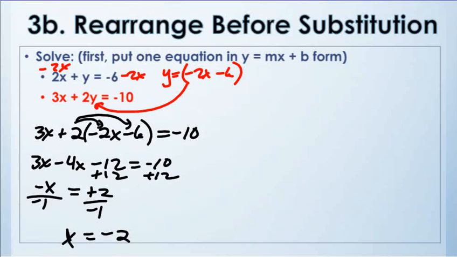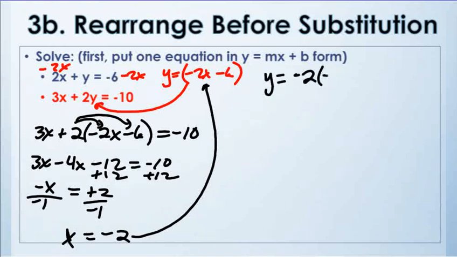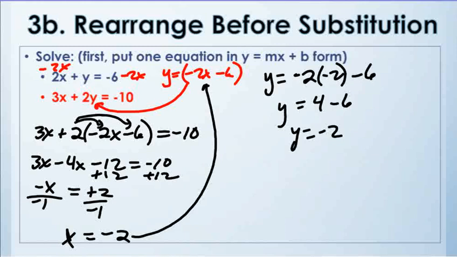And then since I need to find my y, I'm going to substitute that in for this x here. So y equals negative 2 times negative 2 minus 6. So this was 4 minus 6. y would equal negative 2. So my ordered pair would be negative 2, negative 2.